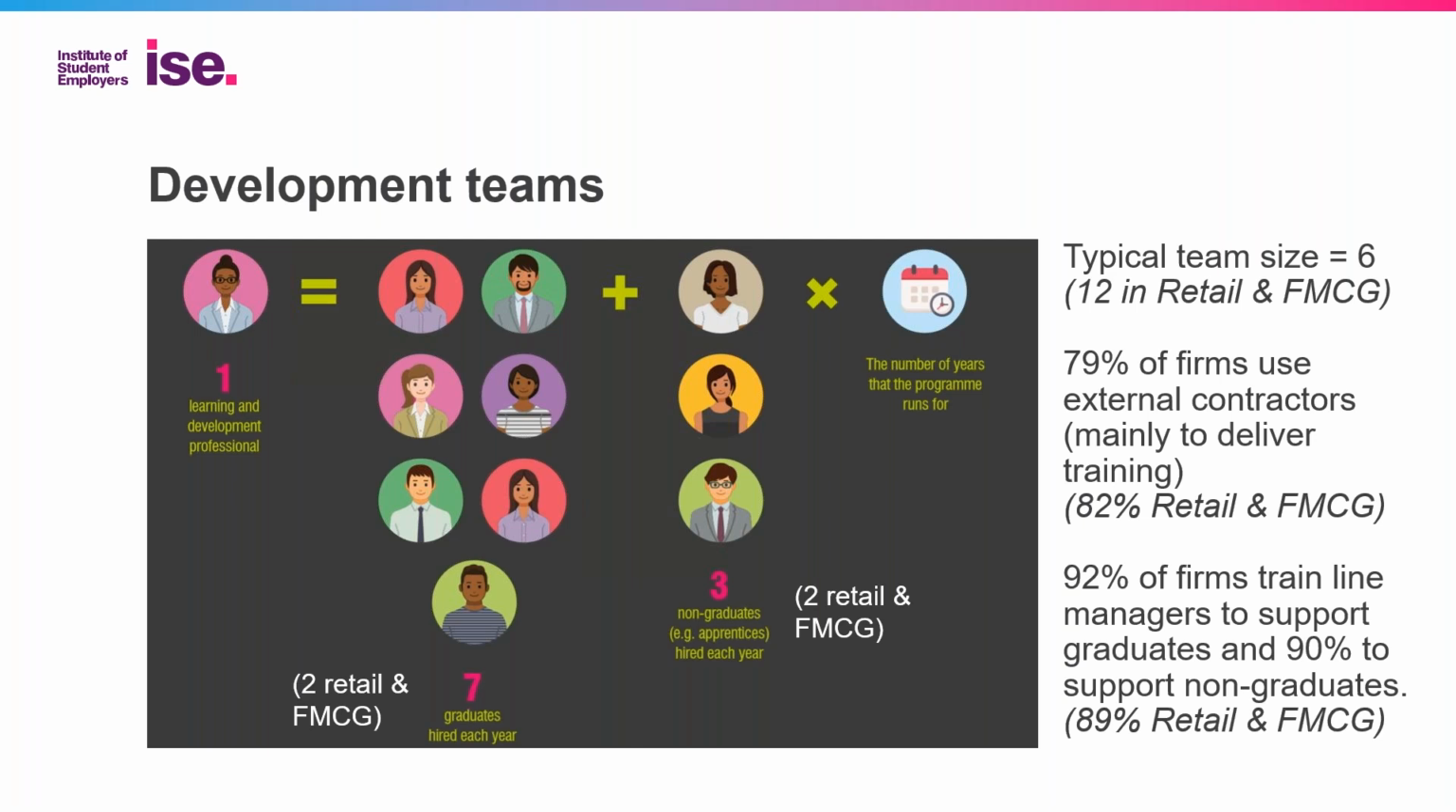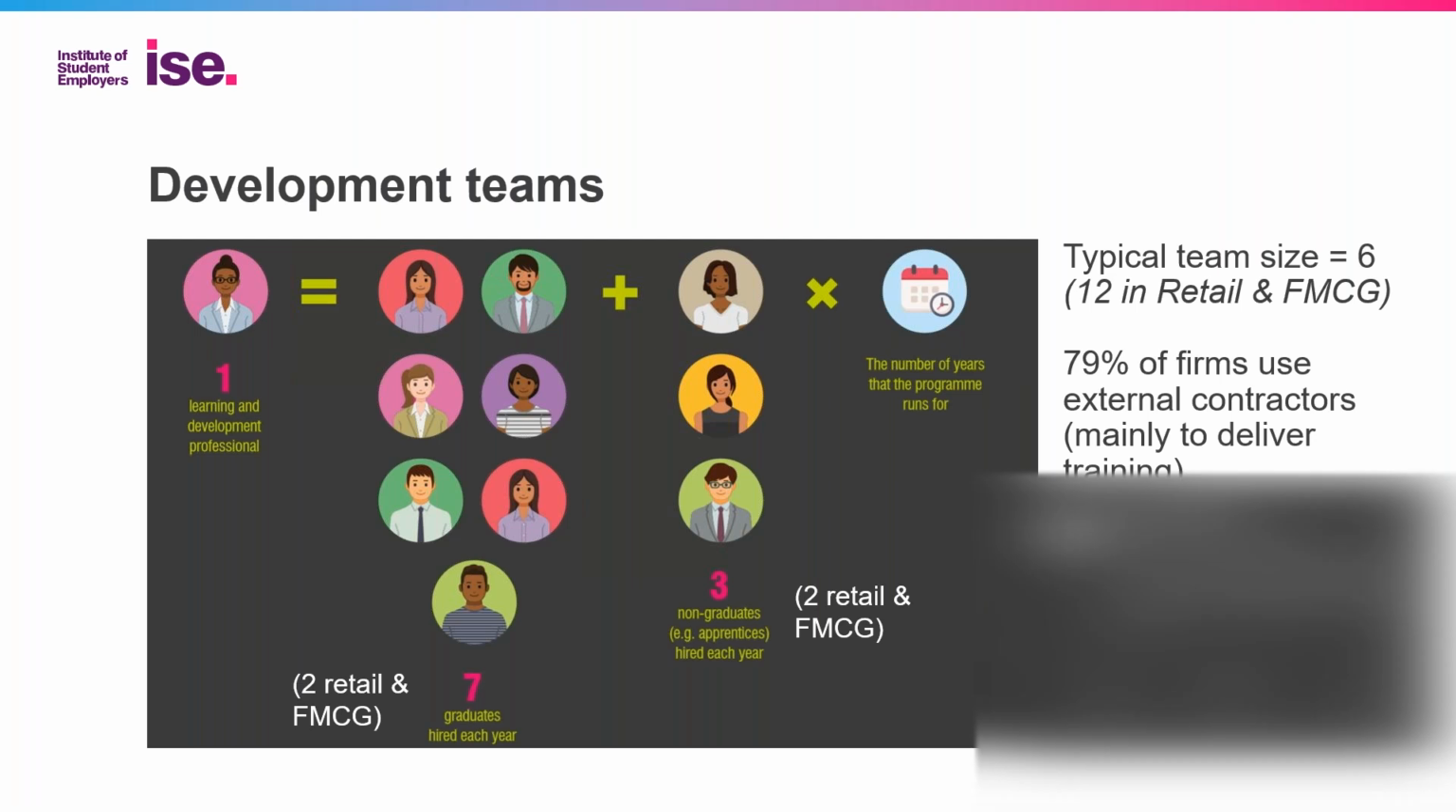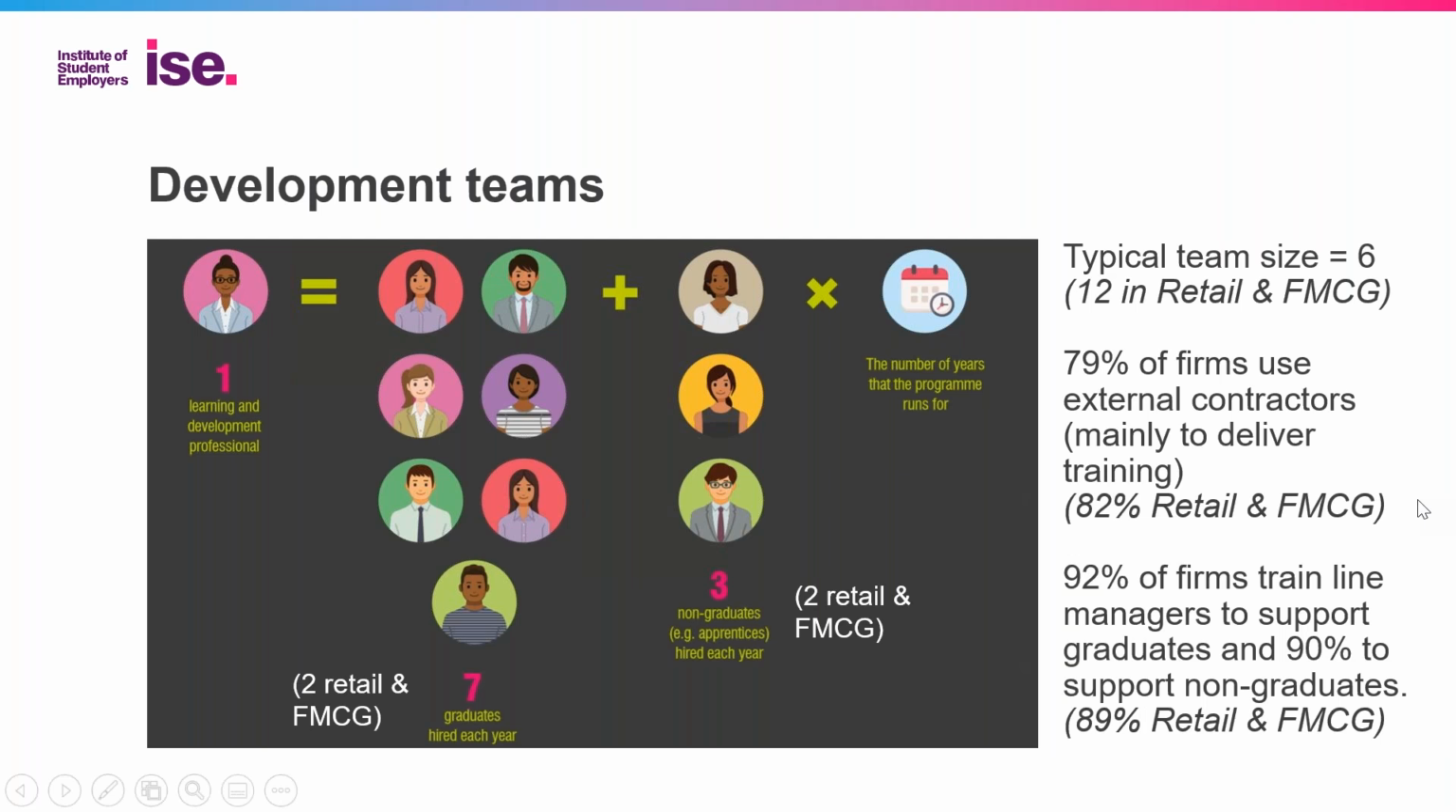But they're also using contractors pretty much on a similar level as everybody else. So we've got some information: 79% of firms are using external contractors, 82% in retail and fast-moving consumer goods. And then 92% of firms are training their line managers, and it's about 89% for retail or fast-moving consumer goods. So they're basically bringing line managers in as part of the development of early career staff.